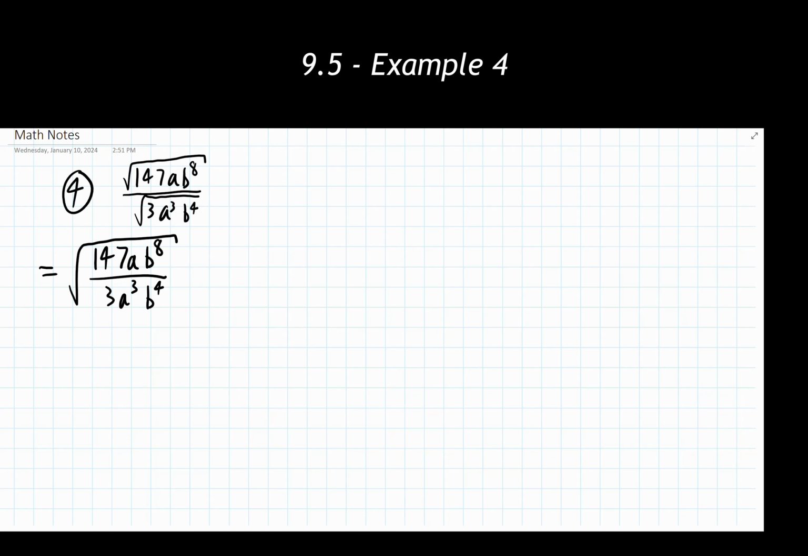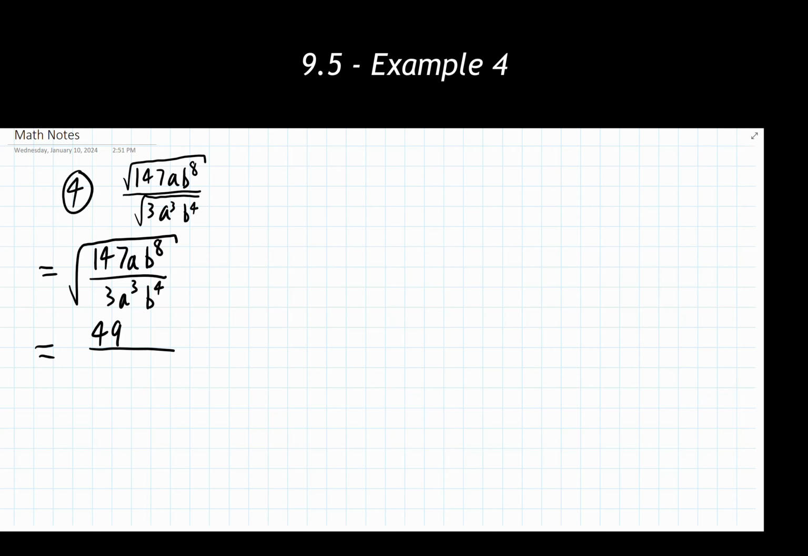Okay, and from here, I think it's a little bit easier now to see what's going on in this problem, what I may or may not be able to cancel out and simplify down from there. So let's look at just the numbers. I have 147 over 3. Turns out that that can reduce down, and I'm going to get 49 left over. 147 divided by 3 is 49.